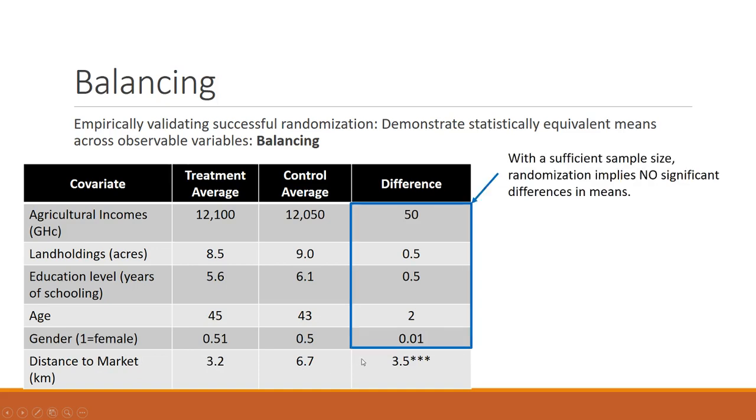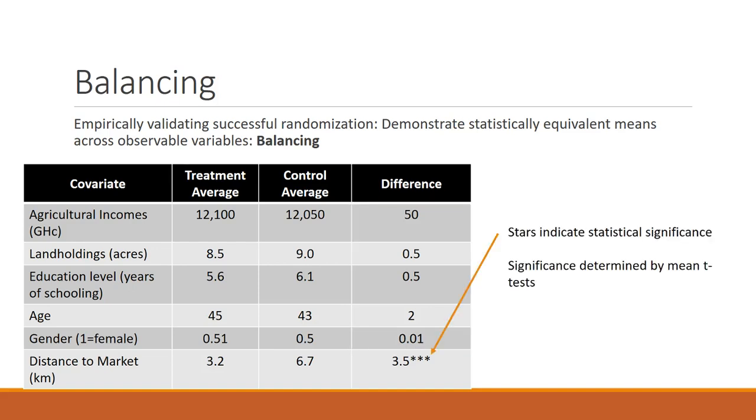All right, so let me summarize. If the sample size is big enough, we would expect that randomization would result in there being no differences between the treatment and control group, just like we see in the first 5 variables. In the first 5 variables, we see no difference between the treatment and control group. That's what we would expect to find for all the variables if we had a big enough sample size and randomization achieved statistical independence. But what we see here, all right, the stars indicate statistical significance.